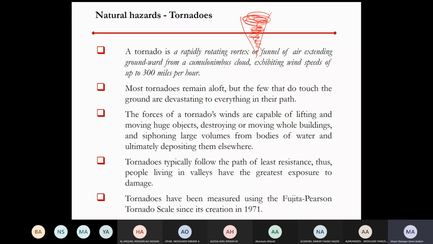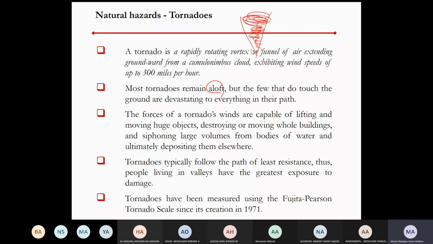So most tornadoes remain aloft. Aloft means above ground, but few do touch the ground. When they come to the ground, they have devastating effects on everything in their path. They destroy everything in their path. Usually they will pass through the path of least resistance. They will not pass through the mountains. They will pass through valleys and things like that.